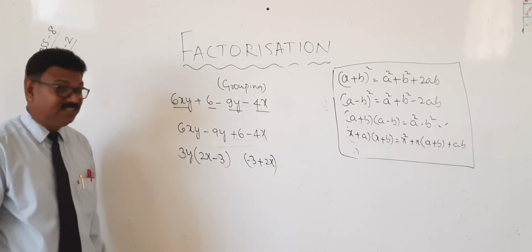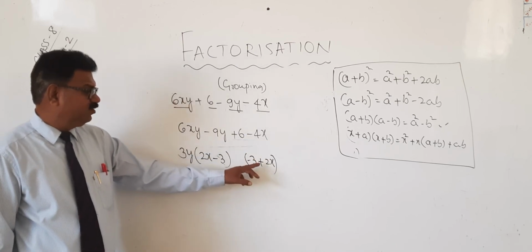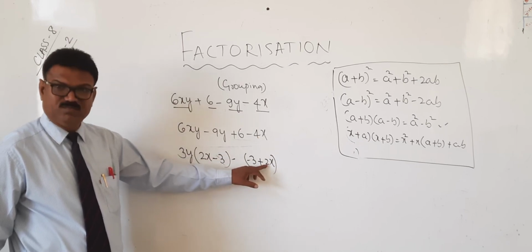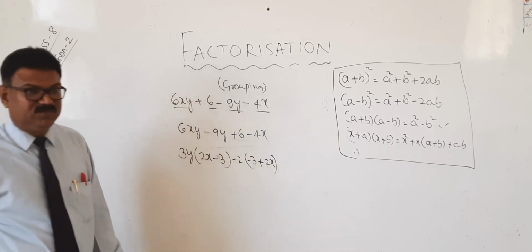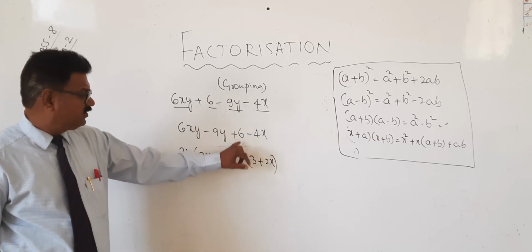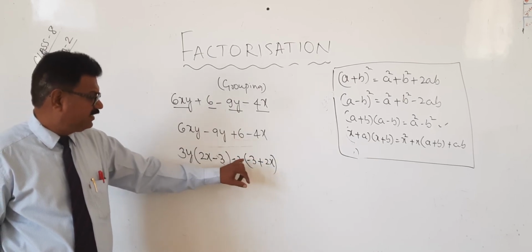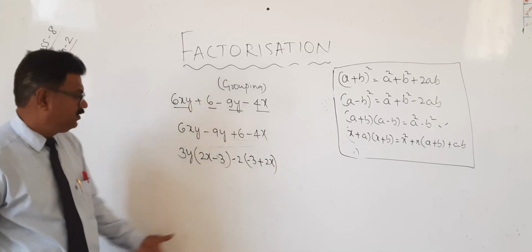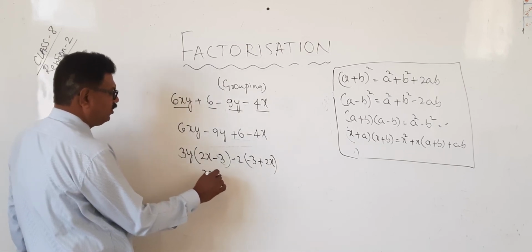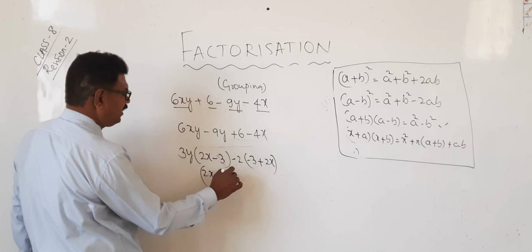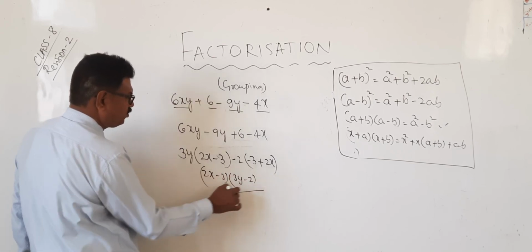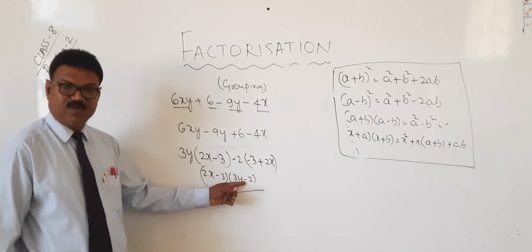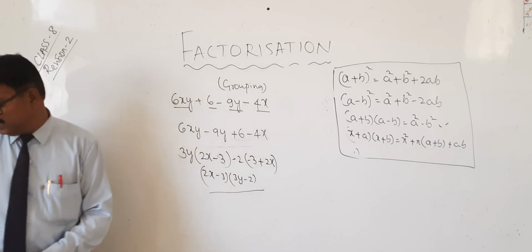Write the same thing. Now we will convert minus into plus. Minus 4 divided by 2. Minus 2. Minus into minus plus. 2 3 ja 6. Minus into plus minus. 2 into 2, 4x. Therefore, what happened? Again, 2x minus 3 is common. Remaining is 3y minus 2. That's what I told. Here 2 minus are there, therefore 2 minus will come. Understood? Yes.